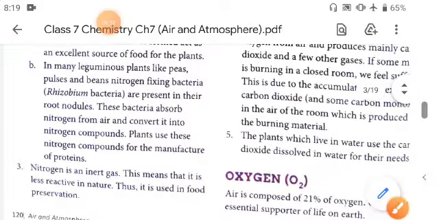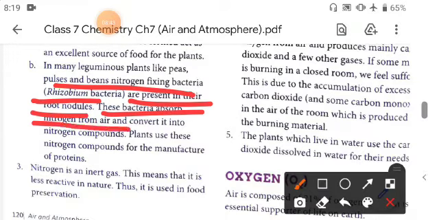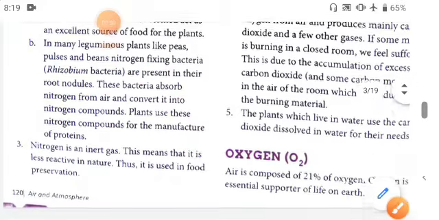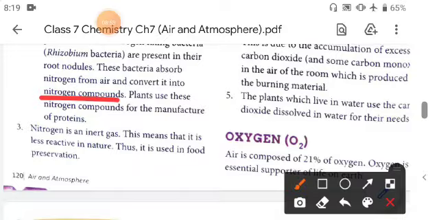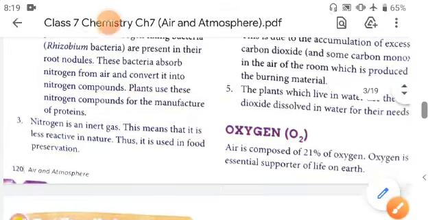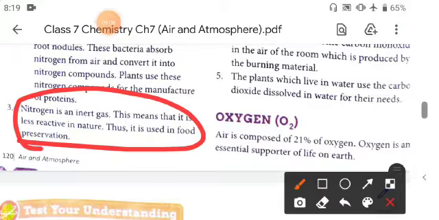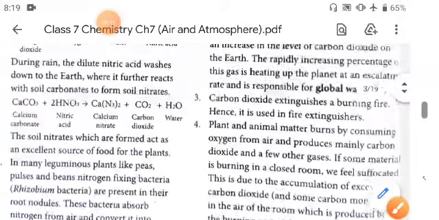In many leguminous plants like peas, pulses and beans, nitrogen fixing bacteria like Rhizobium leguminosarum are present in their root nodules. These bacteria absorb the nitrogen from the air, convert it into nitrogenous compounds, and plants use the nitrogen compounds for the manufacturing of protein. Third, nitrogen is an inert gas. This means that it is less reactive in nature, thus it is used in food preservation. It is a very important function of nitrogen. It is used in food preservation.